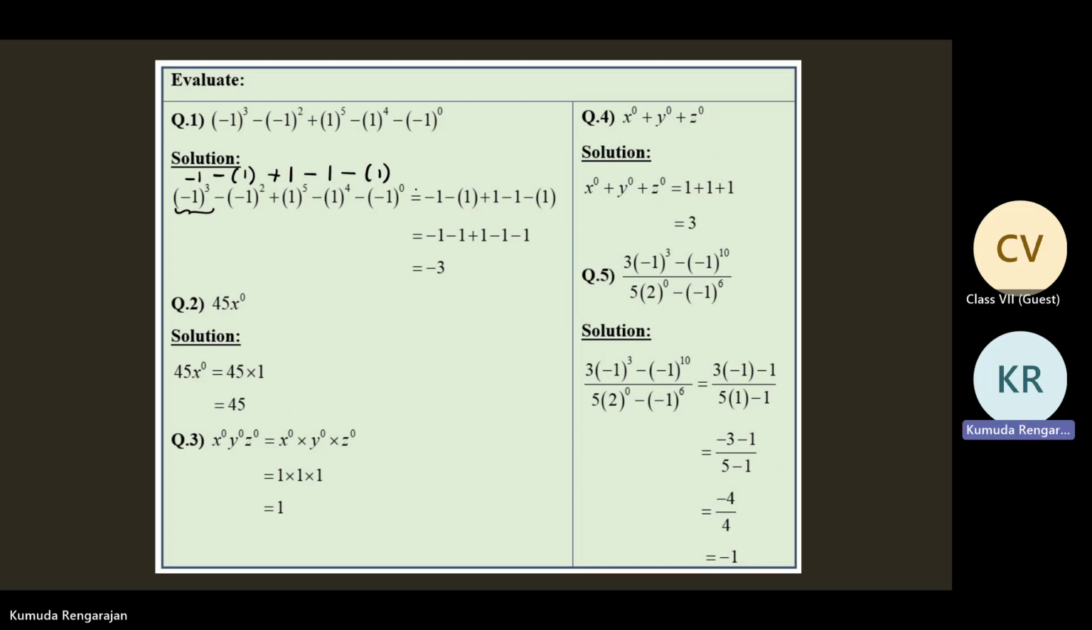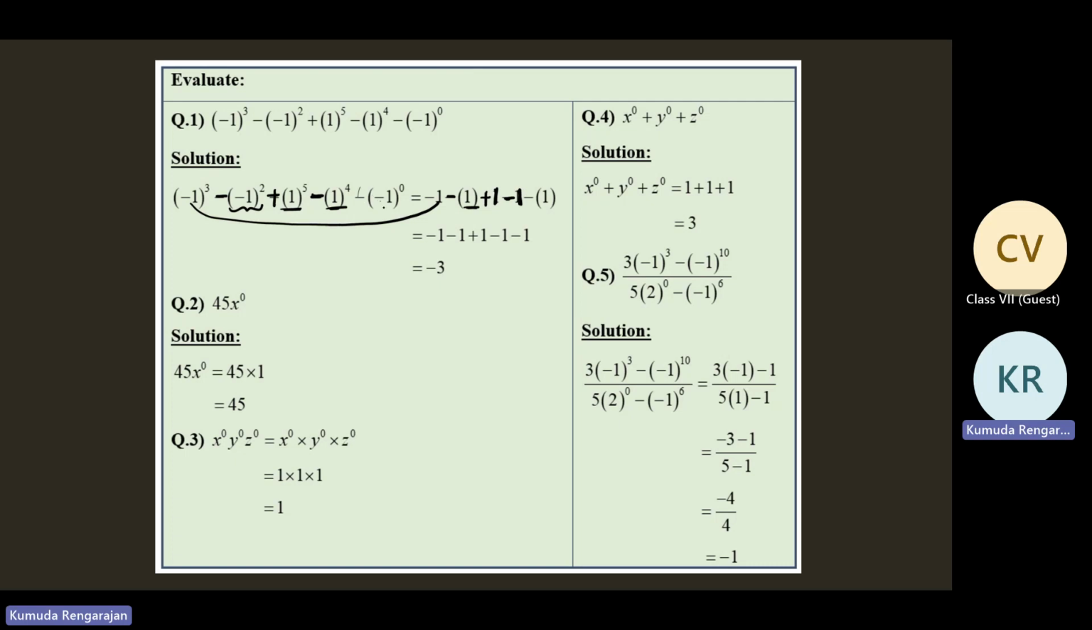So that's what you see here. You can see that here. -1 the whole cubed is -1. Then this minus sign as it is, minus. Then the value of this one is +1. Then this plus sign as it is, plus. Then this one is 1. Then this minus sign as it is. The value of this one is 1. It's not minus into minus plus, children.